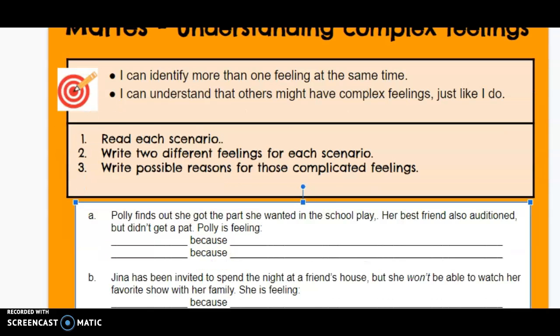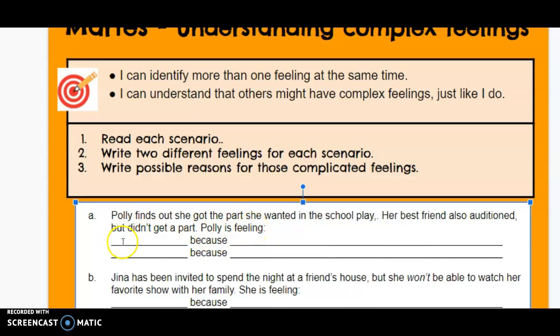I am going to make an example. So I made up a different question for this example. It says, Polly finds out she got the part she wanted in the school play. Her best friend also auditioned, but she didn't get the part. Polly is feeling, so what is one of the options for Polly?